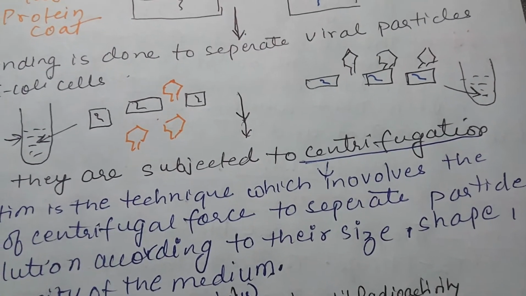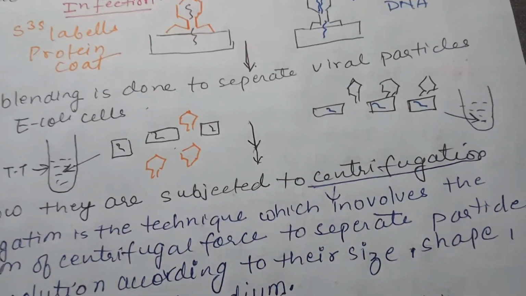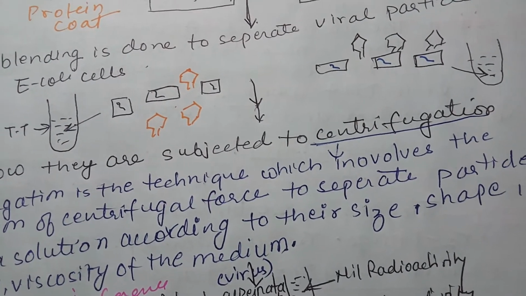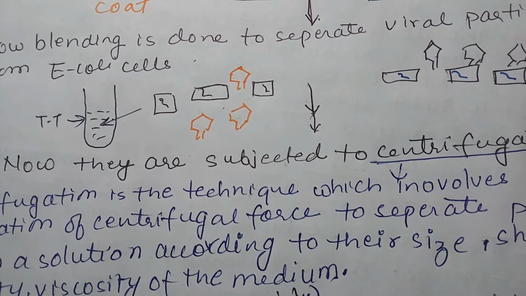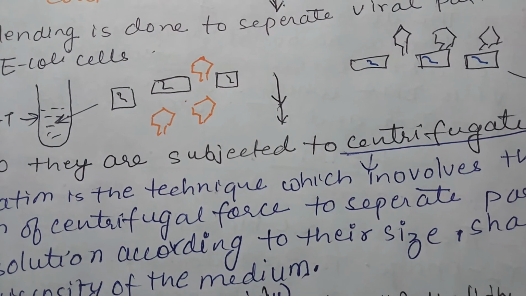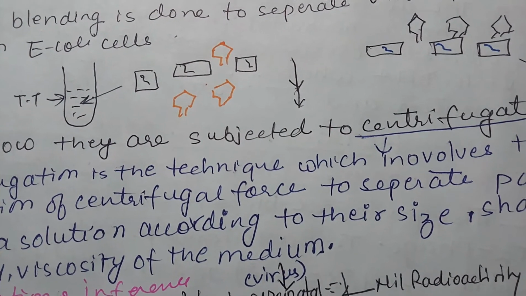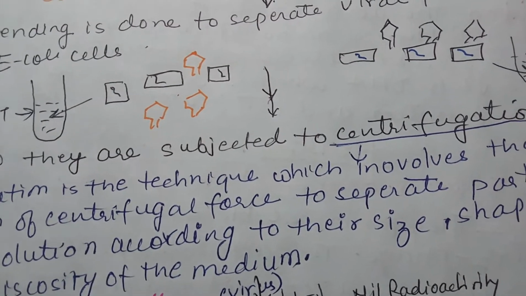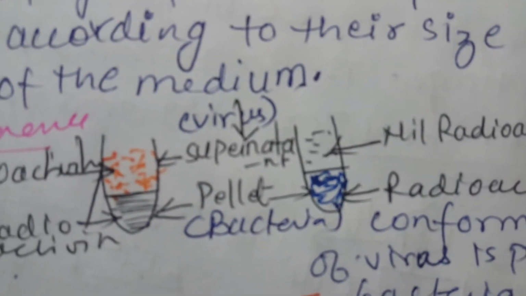You know that bacterial cells are large in size and viral particles are smaller compared to bacteria. So once you do the centrifugation, you will get two components: one which settles down at the base of the test tube, and another which is on top of the lower bottom layer. The bottom layer is called the pellet, and the upper layer is called the supernatant.